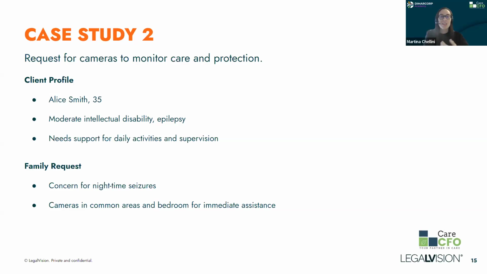So another good example for many considerations to be thought about. Reflecting on this case study of Alice, this particular restrictive practice was an environmental restraint.